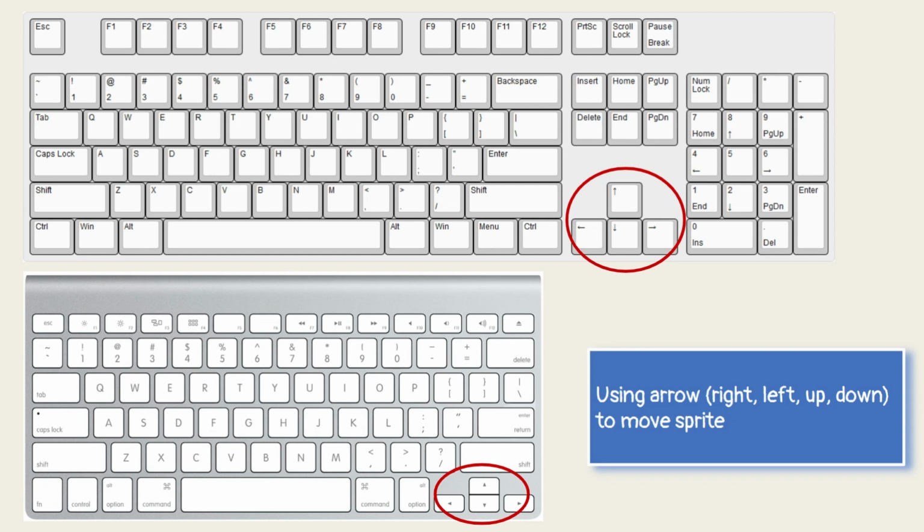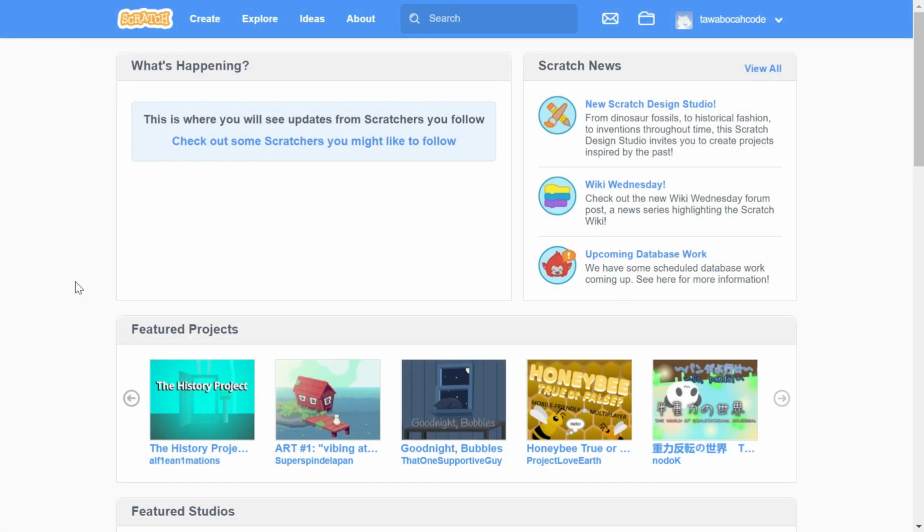In this application, we will learn to move sprites if we press the arrow keys on the keyboard. We will also learn about light blue blocks, sensing. Create a new project on Scratch and name it the kind apple.